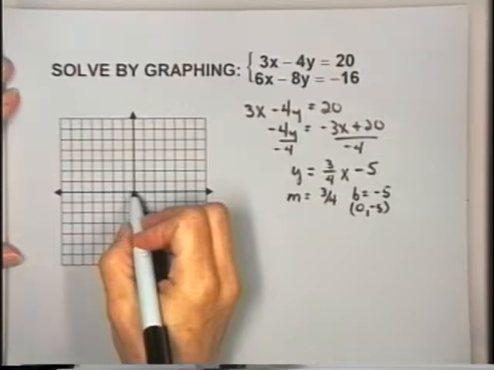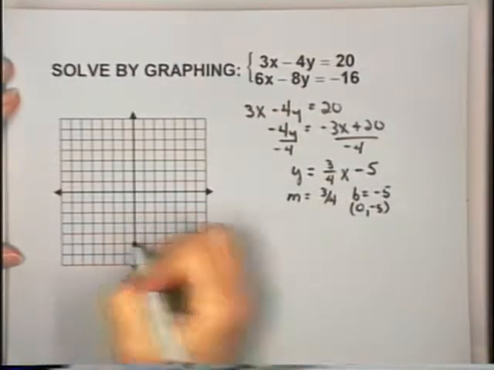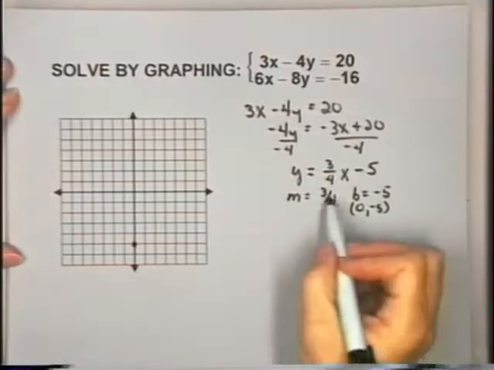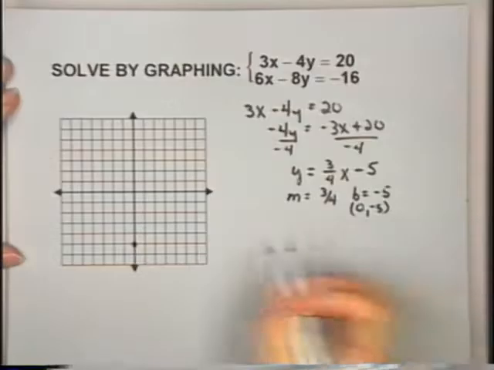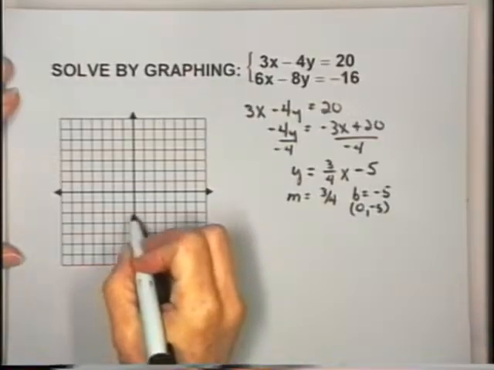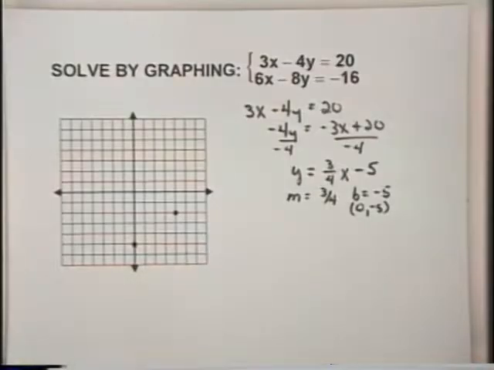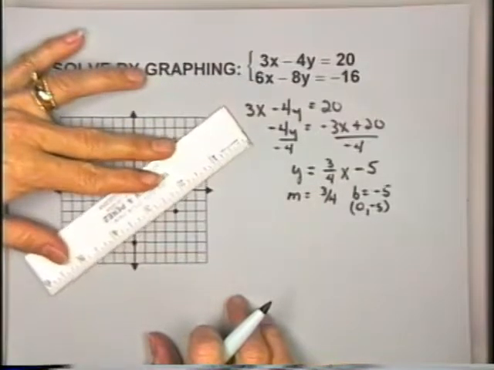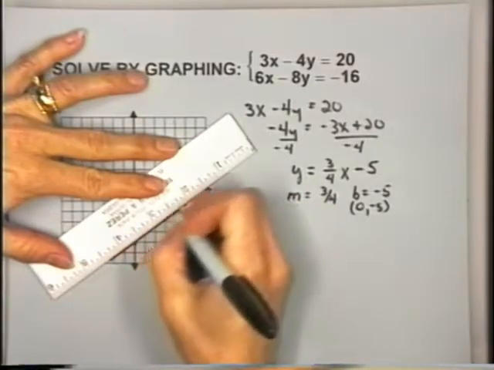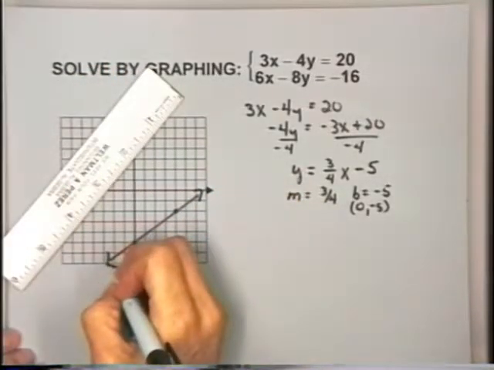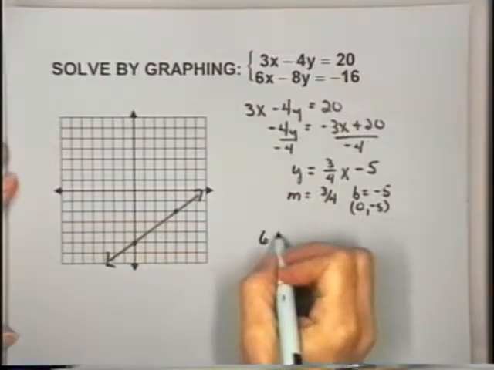So let's see, from the origin, 0, 1, 2, 3, 4, 5. 0, negative 5 would be located here. My slope tells me to rise 3 and run 4, or up 3 to the right 4. 1, 2, 3, 1, 2, 3, 4. Let's connect these points. Okay. And then let's take our second equation.